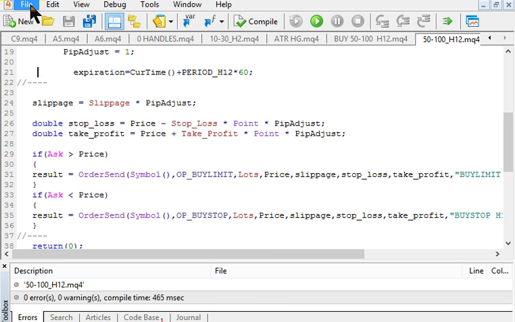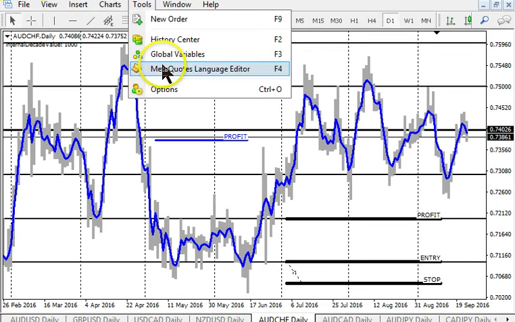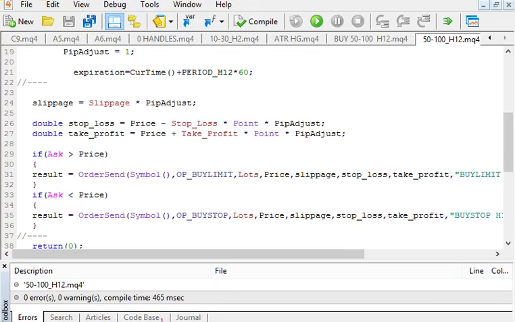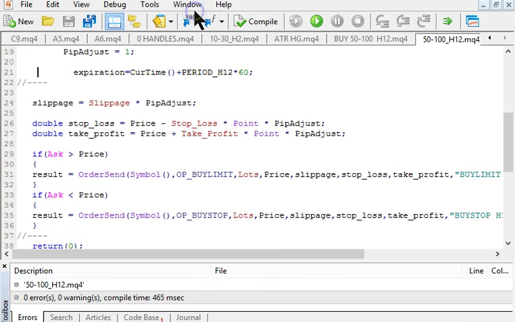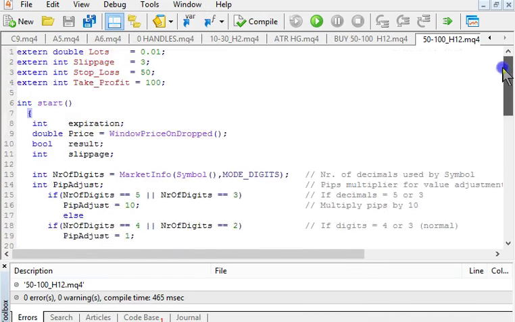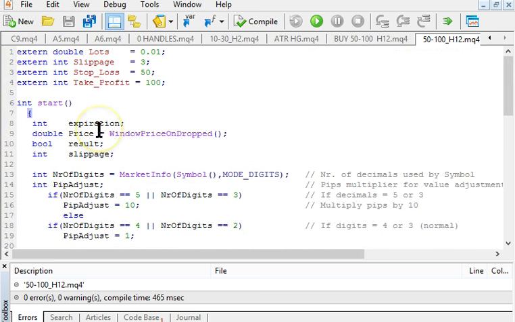When you're inside of the meta editor, you've opened up this, you hit F4. So now you're in the meta editor. Now, since you're in here, what you're going to do is take what I did and paste it into, there may not be an existing script.